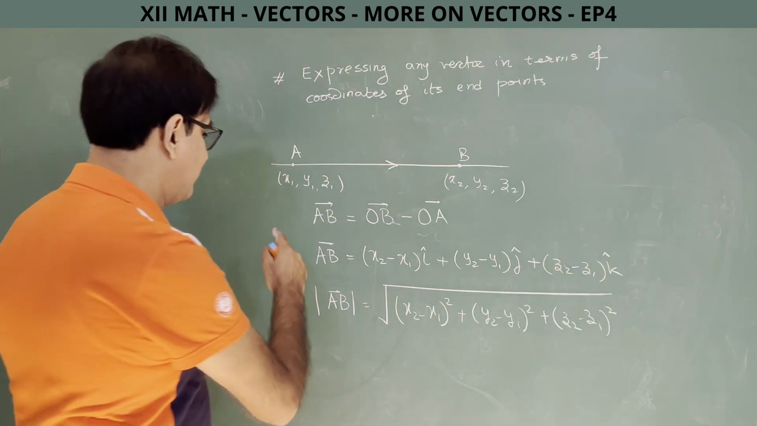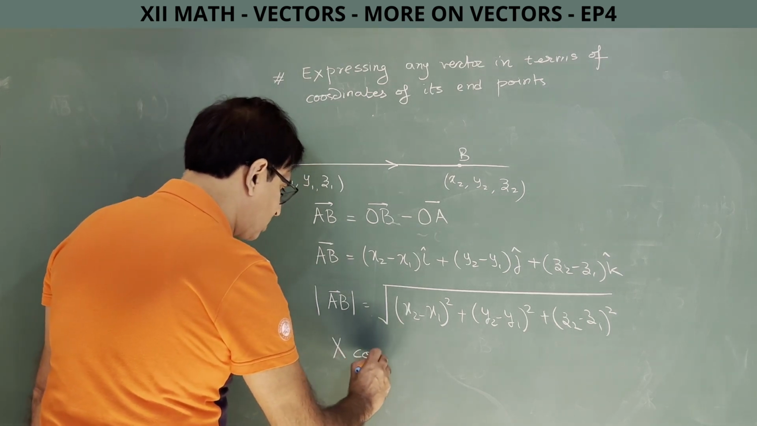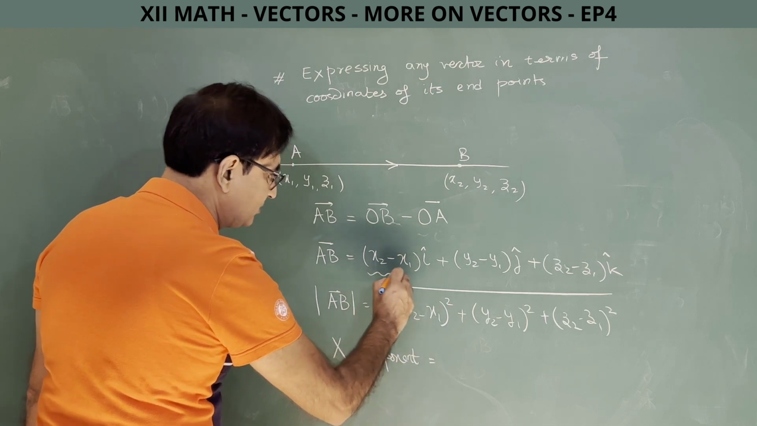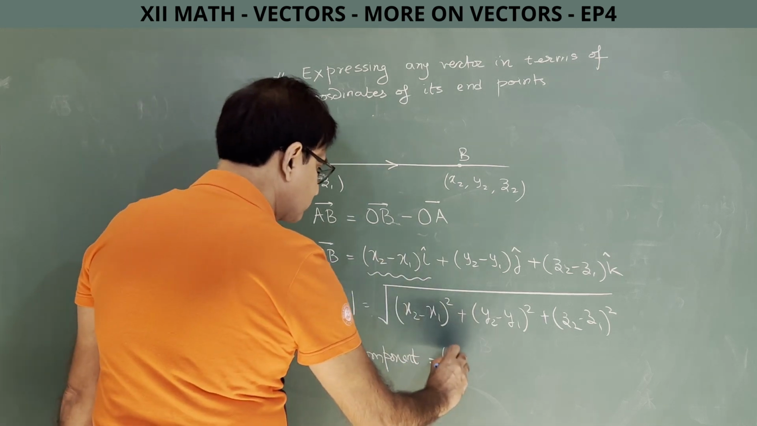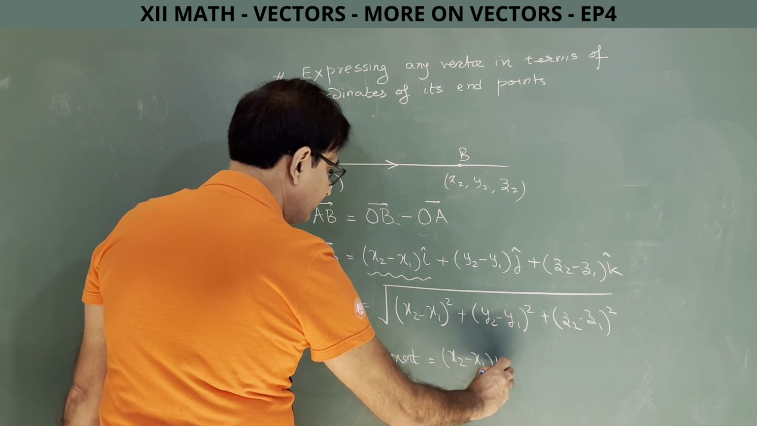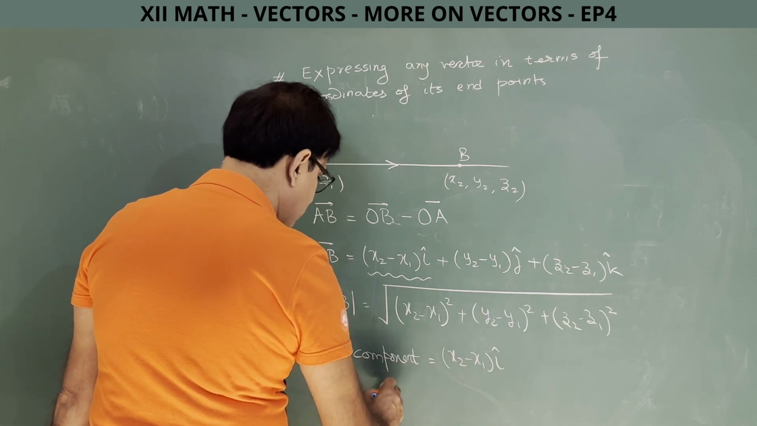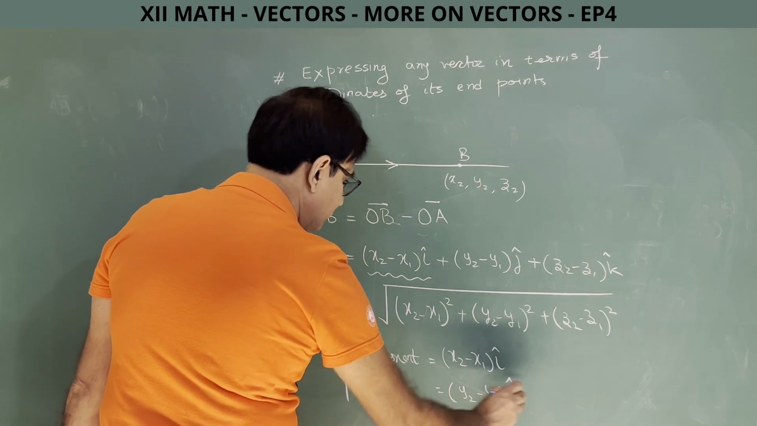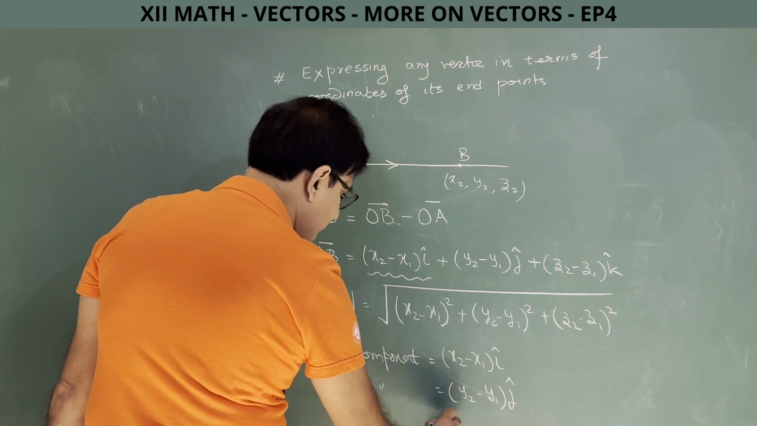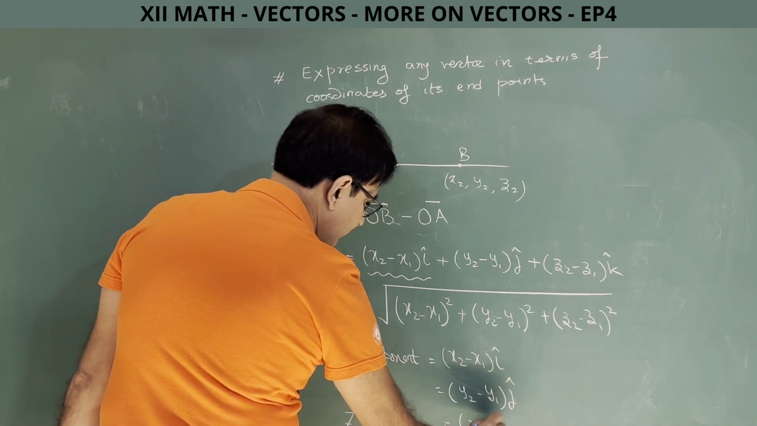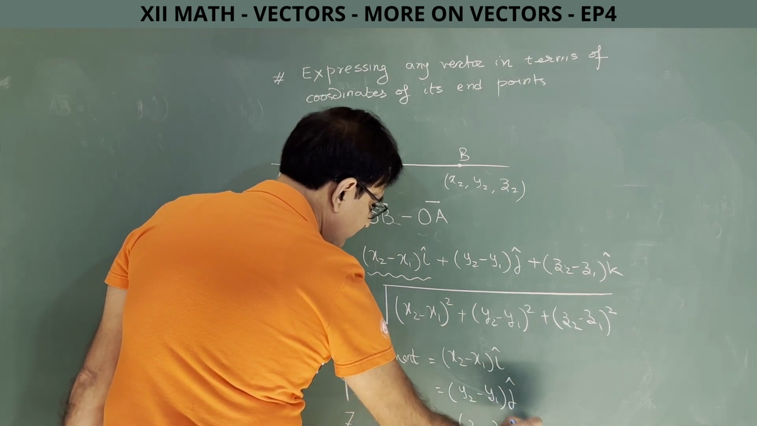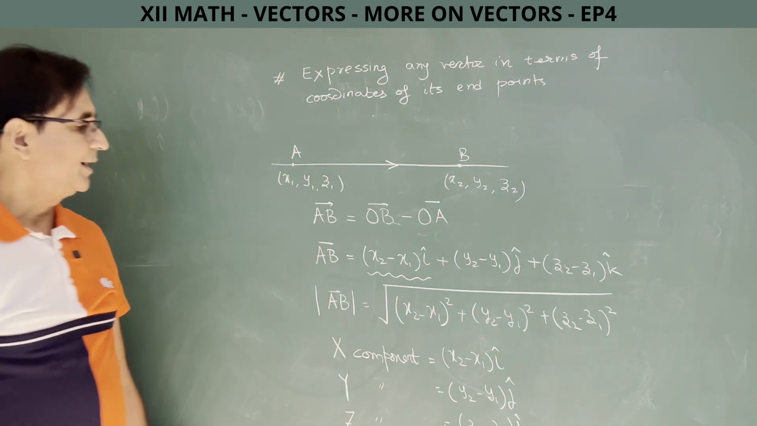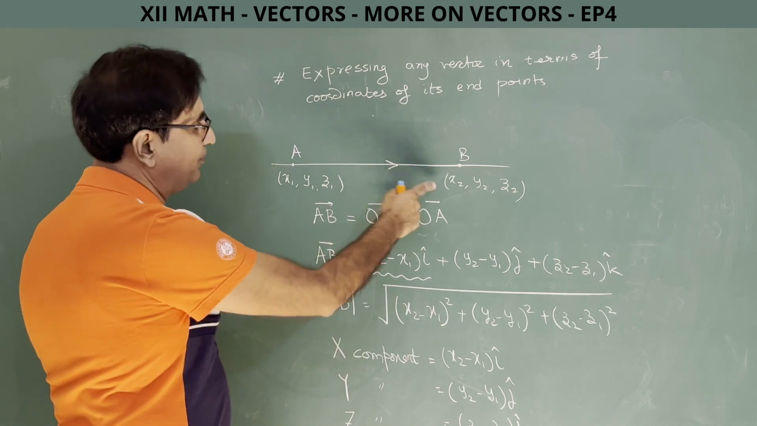Now what is the x component of vector AB? This also I told you before this screen. The x component is this along with i cap. So the x component is (x2 minus x1) i cap, the y component is (y2 minus y1) j cap, and the z component is (z2 minus z1) k cap. So now you are in a position to express any vector given the endpoints of the vector.